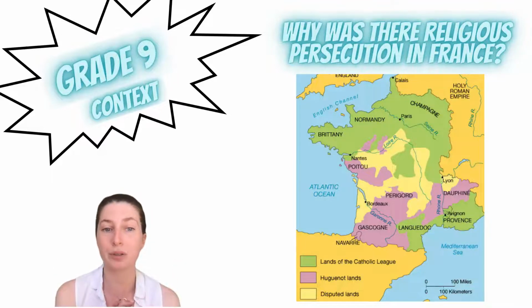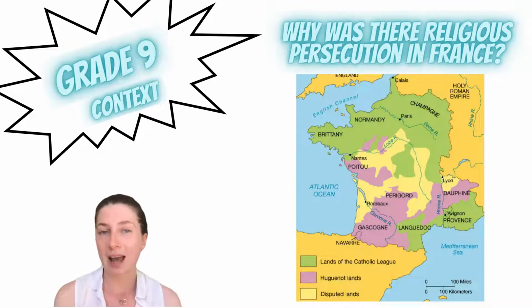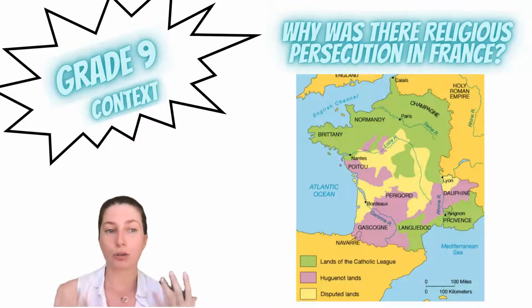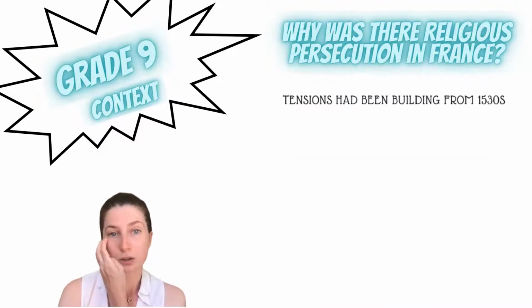Now, from the map, you can see some of those splits. We've got particularly lands where you have a dominance of Huguenots and lands where we have dominance of the Catholic League. Now, France traditionally was a Catholic country, just like Spain, okay? However, during this period of time, the teachings of Calvin are spreading, and we do have this kind of surge of Huguenot Calvinism in France. So that's why we've got this kind of slight conflict starting to emerge.